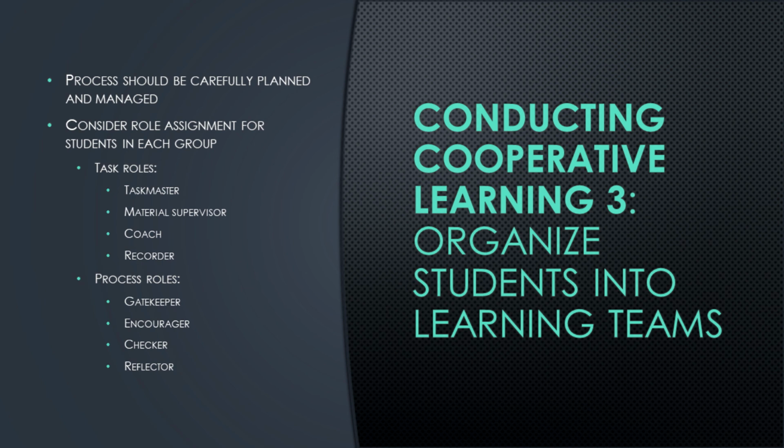When organizing students into learning teams, it may be a good idea to assign roles for each member of the group. The first type of roles are task roles. The first task role is the taskmaster, who keeps members of the group on task. They must be willing to call out off-task behavior, and this is likely to be very stressful in a setting dominated by peer influence.